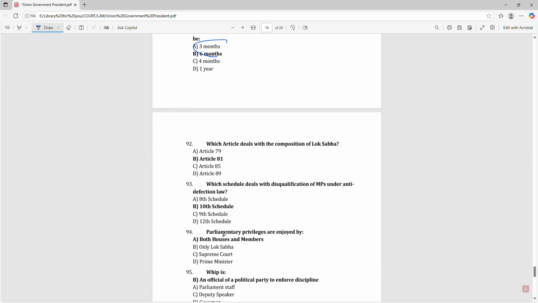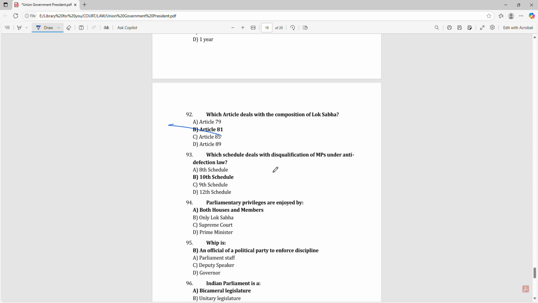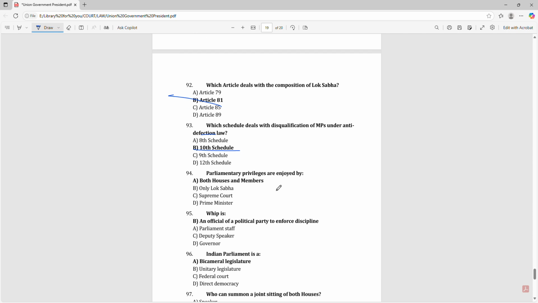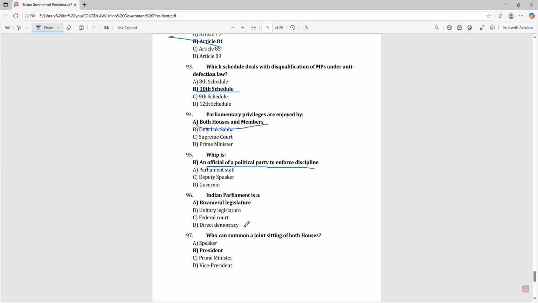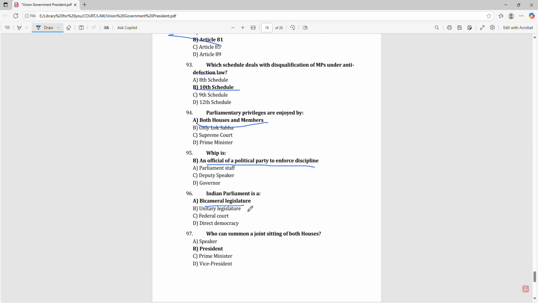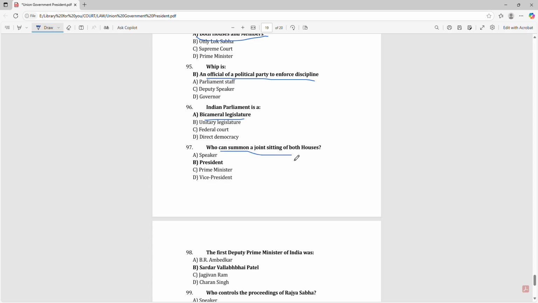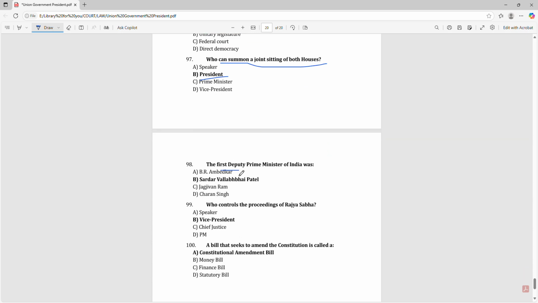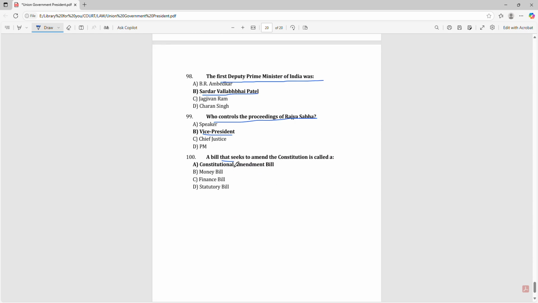Which article deals with the composition of the Lok Sabha? That is Article 81. Which schedule deals with the disqualification of MPs under anti-defection law? That is the 10th schedule. Parliamentary privileges are enjoyed by both houses and the members. A whip is an official of a political party who enforces discipline. Indian Parliament is bicameral. Who can summon a joint sitting of both houses? That is the President. The first deputy prime minister of India was Sardar Vallabhbhai Patel. Who controls the proceedings of the Rajya Sabha? That is the Vice President. A bill that seeks to amend the Constitution is called a constitutional amendment bill.